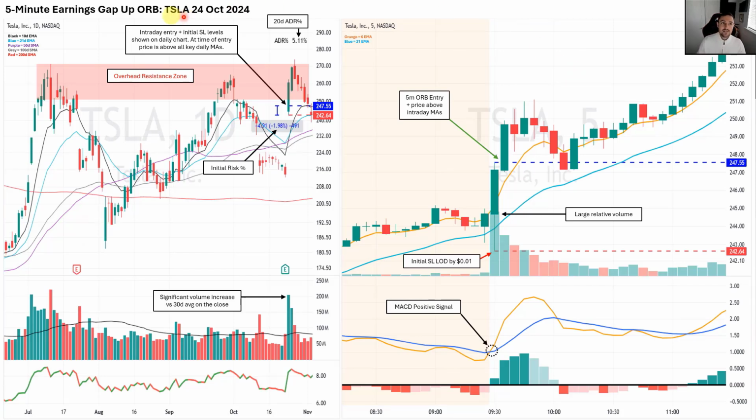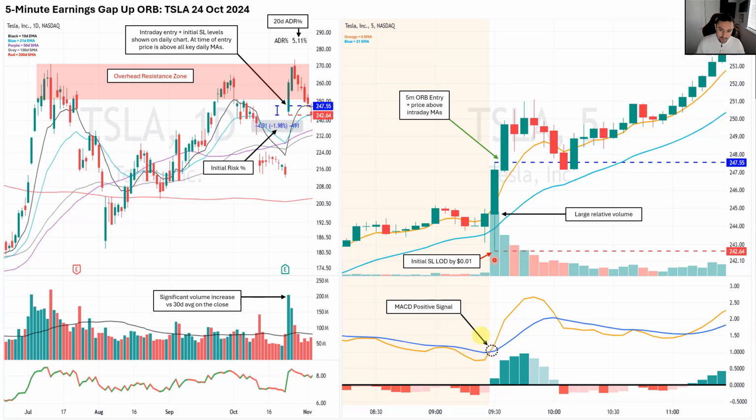Now Tesla, we're going to start getting into the weeds a little bit here. Okay, so Tesla, this is an earnings gap up ORB on the 24th of October 2024. So on the 5-minute chart, okay, so we're looking at this action here on the 5-minute chart. Okay, the entry is through the high of this first 5-minute candlestick. Note the commonalities that you're seeing with the 5-minute bars, the 15-minute bars, the 30-minute bars. Okay, bullish, they're looking strong, right? So the entry is right through the high here. Okay, at 247.55. The initial stop loss, low of the day by a cent, 242.64.